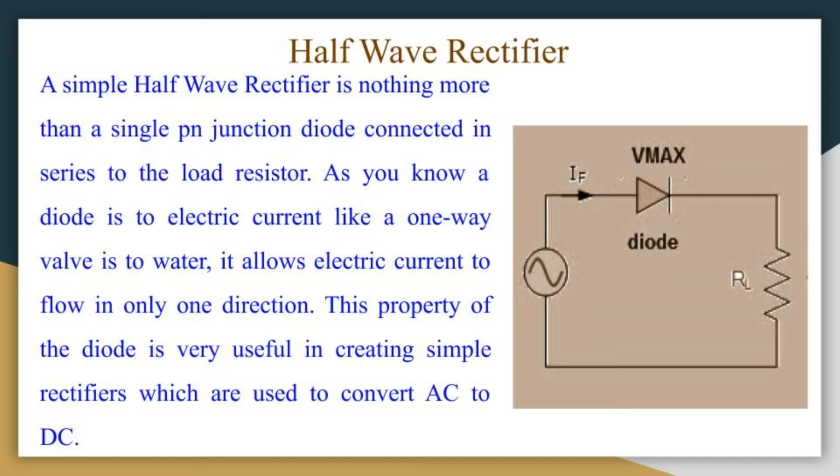A simple half-wave rectifier is nothing more than a single PN junction diode connected in series to the load resistor, as in the diagram. As you know, a diode is to electric current like a one-way valve is to water. It allows electric current to flow in only one direction. This property of the diode is very useful in creating simple rectifiers which are used to convert AC to DC.